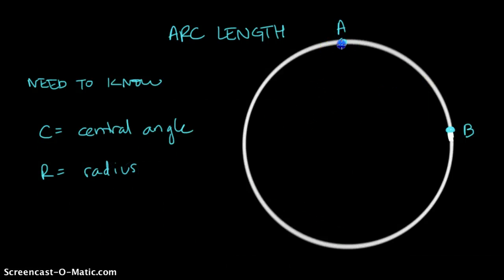So here I'll give us a central angle. Central angle is the measurement of, basically, from point to point going to the center of the circle. It creates its own angle. And let's say this was 86 degrees. And then my radius here would be 10. So again, I need to know my central angle. I need to know my radius.